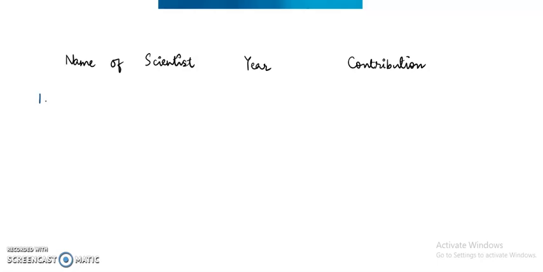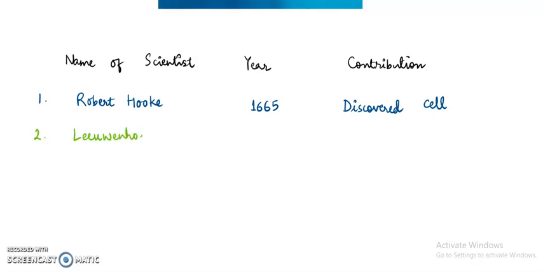First, we need to learn the name of the scientist Robert Hooke. He discovered the cell in the year 1665. Okay. Once we are done with the table, we will discuss how he discovered. So, he discovered the cell. Next scientist in this series is Leeuwenhoek. Okay. Leeuwenhoek, he experimented in 1674. He discovered living cell. Right. So he discovered living cell with the help of a better microscope.